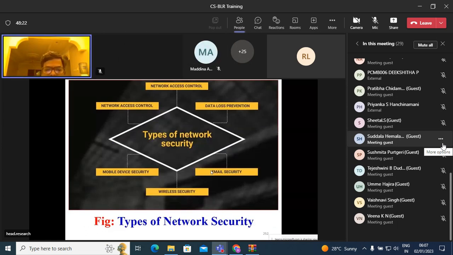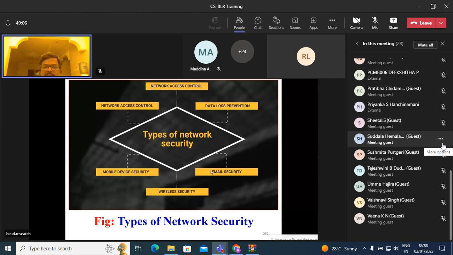Then these are the types of network security. How do you provide network security? How many types are there? See, network access control. If you are entering into any network, you need to have a user ID and password. That is called network access control. Then data loss prevention. Once you have entered into a network, how are you protecting your data and your sensitive data by using the various network software and email software?